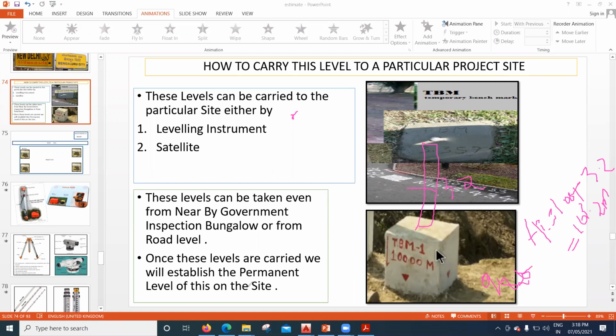In the next lecture, we'll see how the excavation level has to be taken. So we'll see you back in the next lecture.